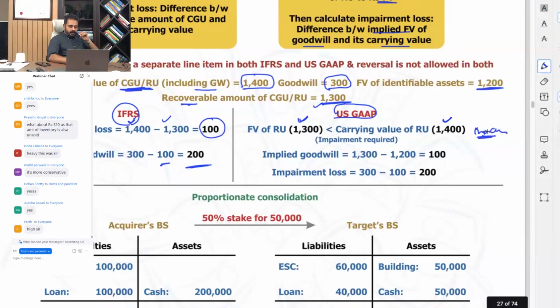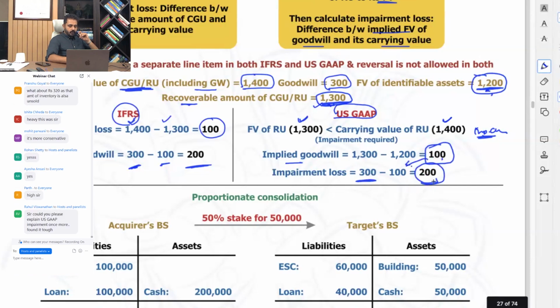Now, how do you calculate impairment? So here's the implied value of goodwill. Look at this. 1300 is the value of recoverable asset. I can sell it for 1300, and the fair value of identifiable assets is 1200. This 1200 we did not use here. Fair value of assets we did not use here. Okay, so this 1200, so that means implied value of goodwill is 100. But right now goodwill is how much? 300. Implied value is 100. So I need to recognize loss of how much? 200. My impairment loss is 200 here. Here impairment loss was 100.